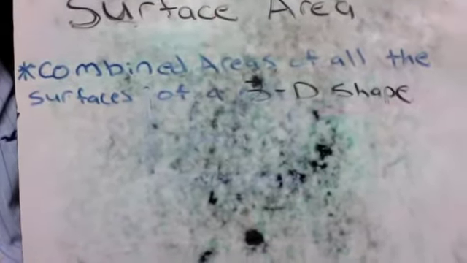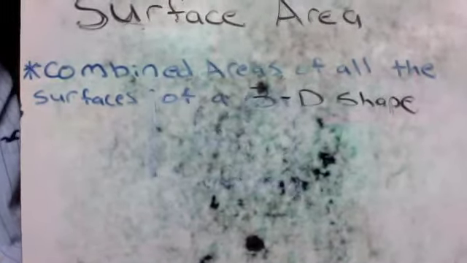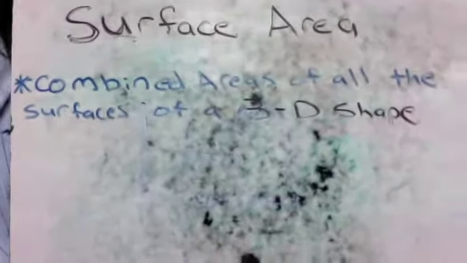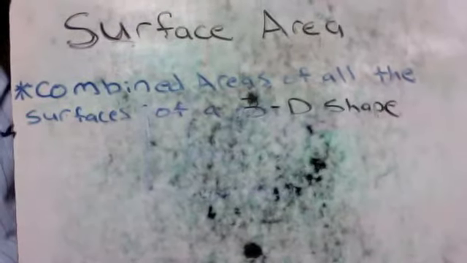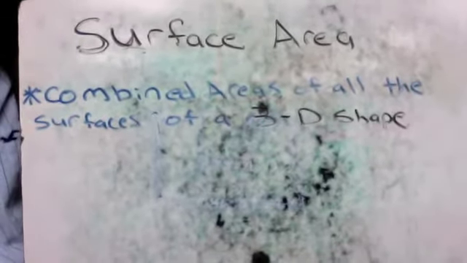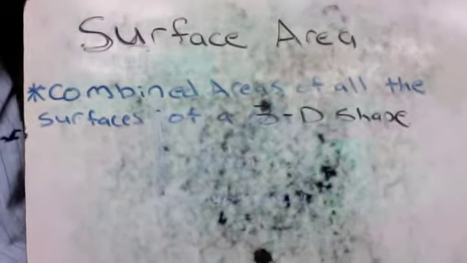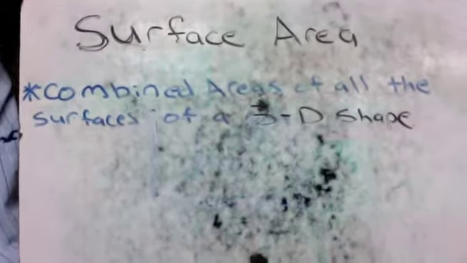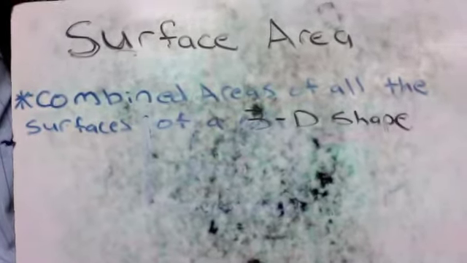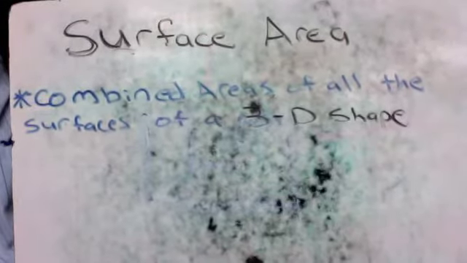We're going to start today by really getting going with our three-dimensional shape stuff, and we're going to talk about surface area. Surface area is just basically the area of all the faces of a three-dimensional shape. Another way to put it, I wrote it on here, it's the combined area of all the surfaces of a three-dimensional shape. And I'll give you some examples right now of what that means.